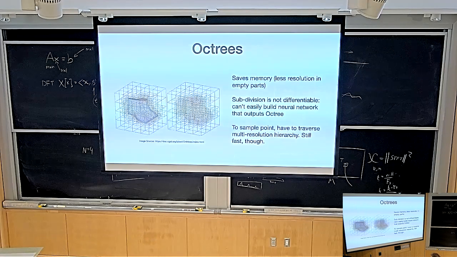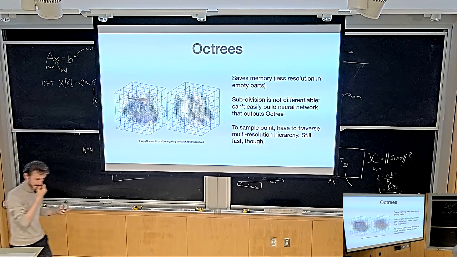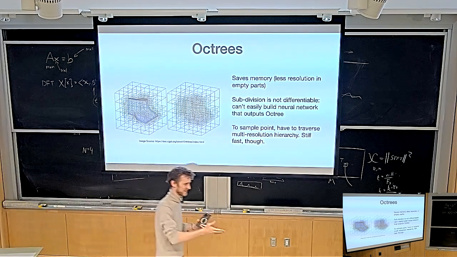But it's still, I should say, it's still pretty fast. Even in 3D computer graphics, when you build an octree like that and you want to get a value, it's still a really fast data structure to query.